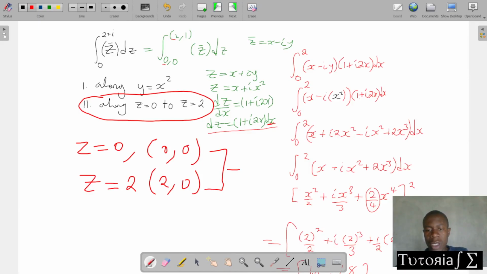I'm sure the equation of this line is x equals 2. This is the line x is equal to 2. So confirm with me if that is the equation of the line. After you find the equation of this line, you follow the same procedure. You use this to come up with dz. You replace in that, come up with dz with respect to whatever variable you're going to remain with in there. Then you can finish from there.